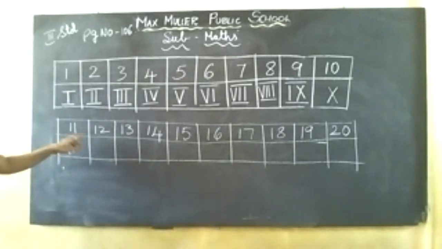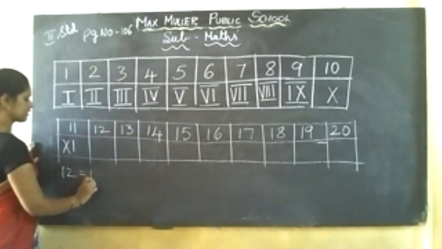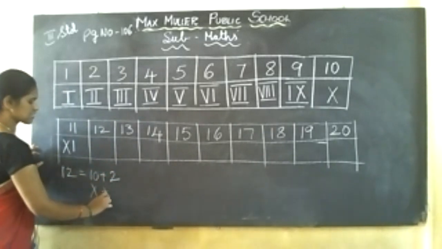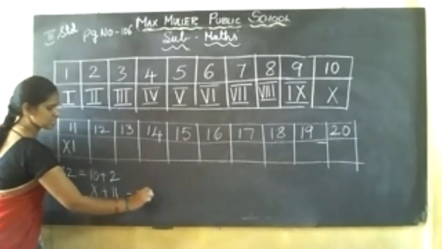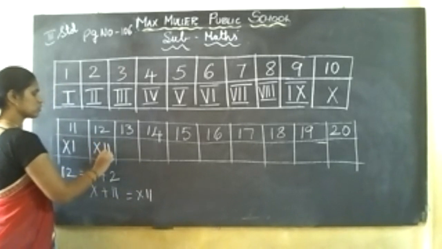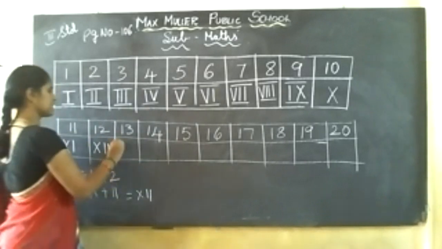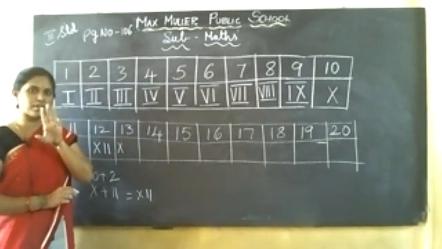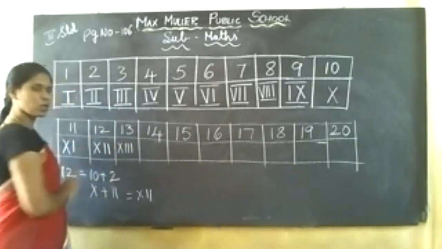Next one, 12th one, you see? 12, how will you split this one? 10 plus 2. 10's value is X, plus 2 lines you will draw. If you add this, X, 2 lines you will write. Understood? So that becomes 12. Next 13, X, 3. 3's value is 3 lines you are going to put. So 10's value is X, so X, 3 lines you are going to write.